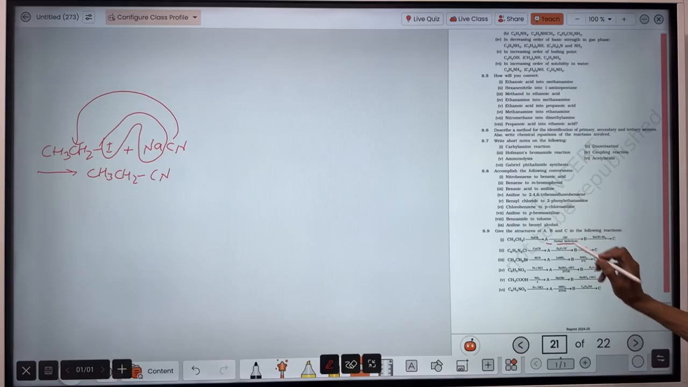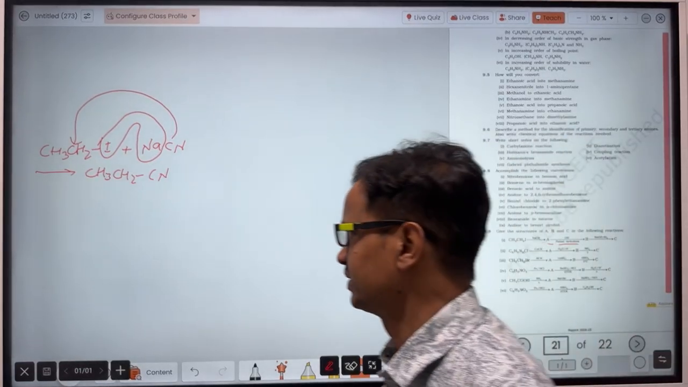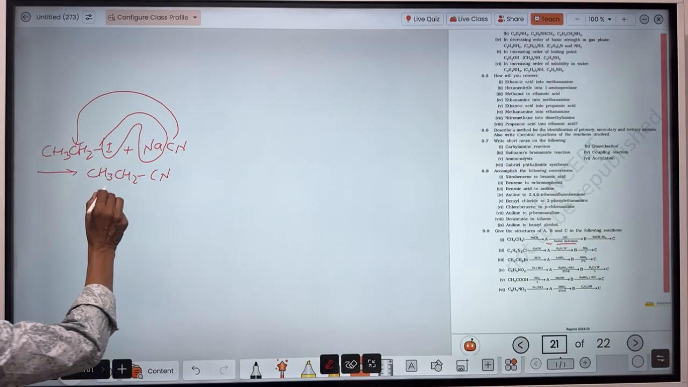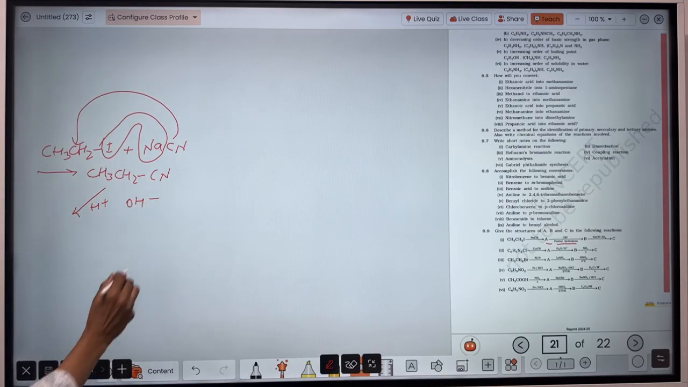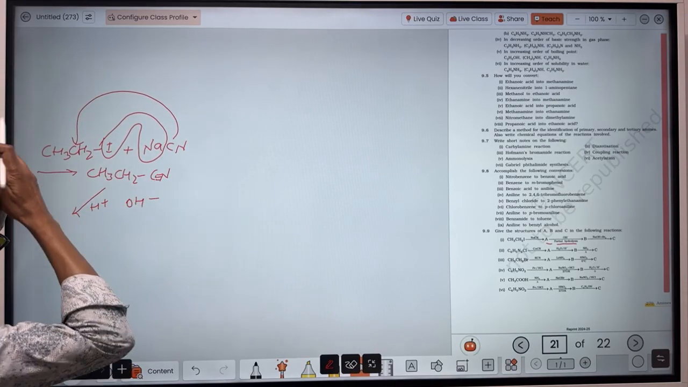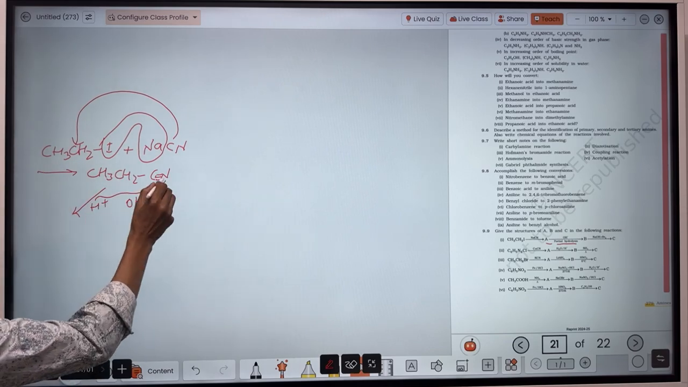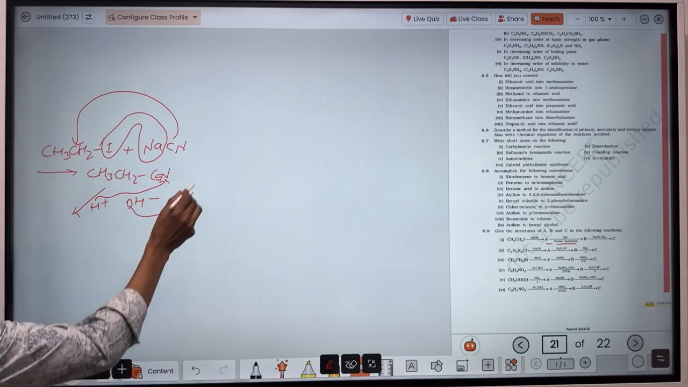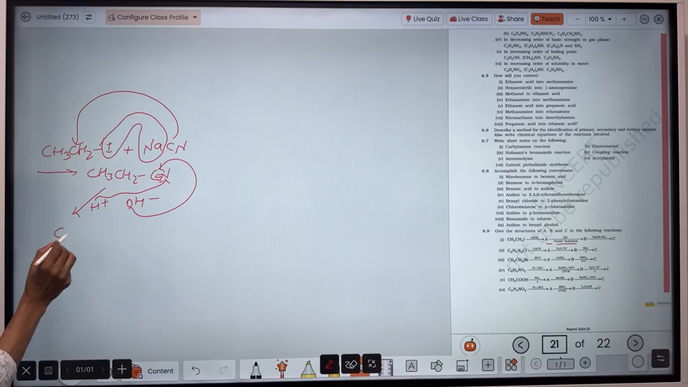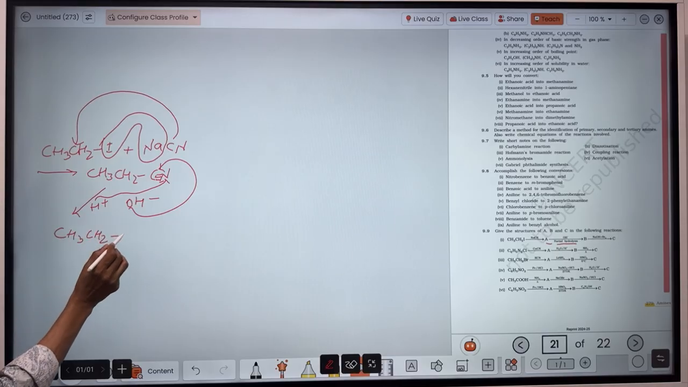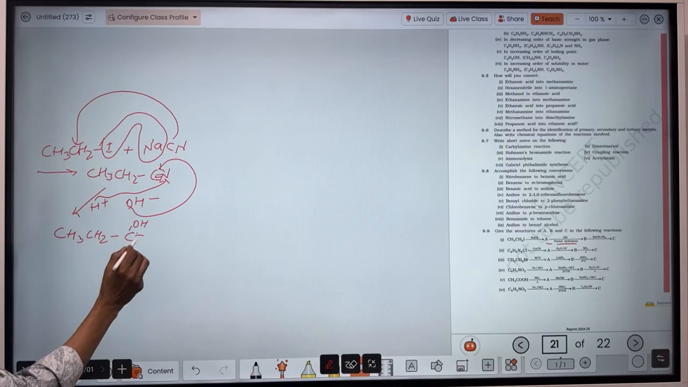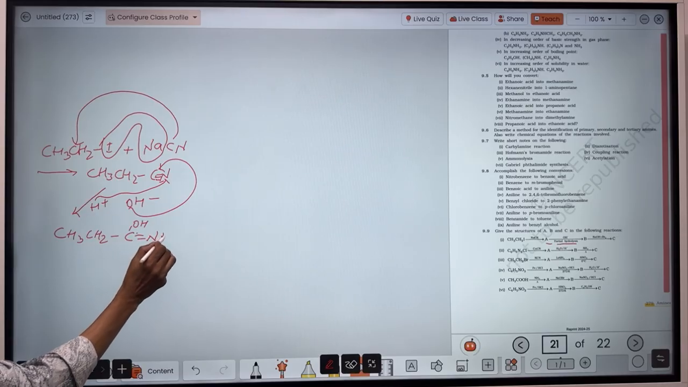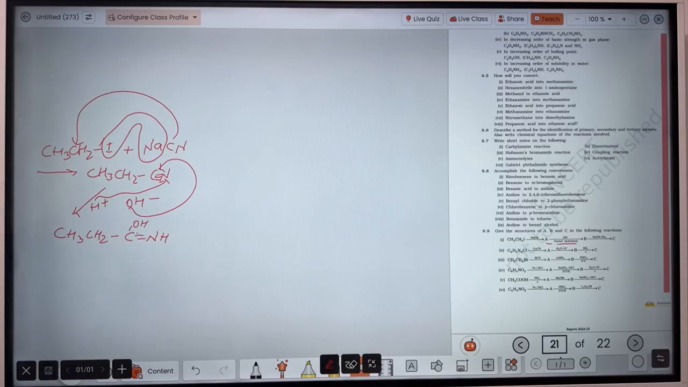Now after that you have to do partial hydrolysis. So you have to react this compound with water, H+ and OH- ions. There is a triple bond between the carbon and nitrogen, so hydrogen will get bonded to the nitrogen and OH to this carbon. So the compound becomes this, and again water will react there.